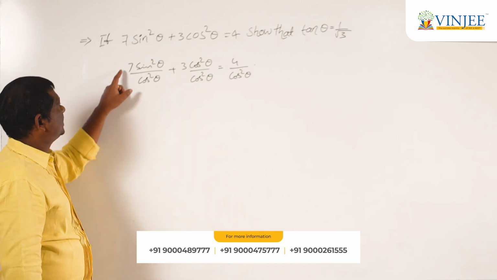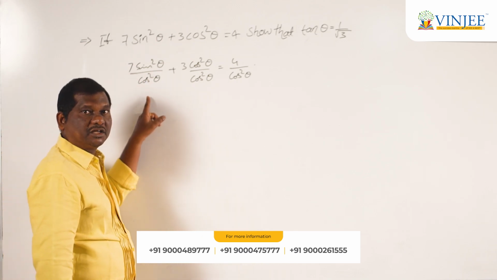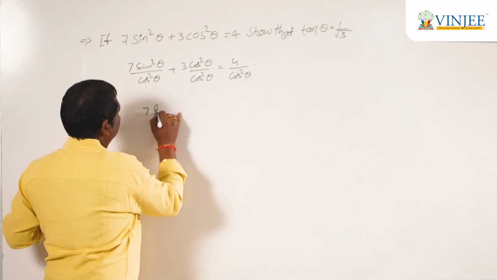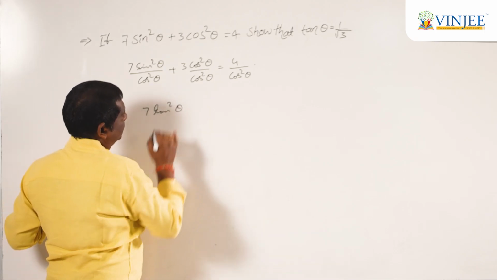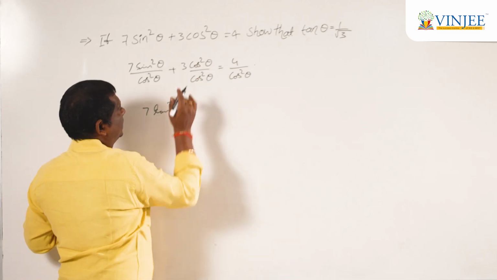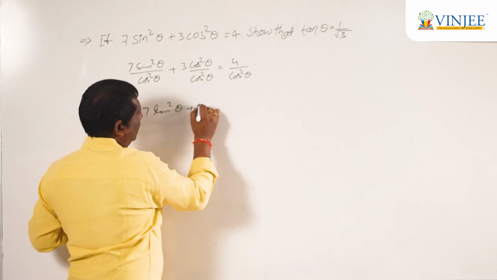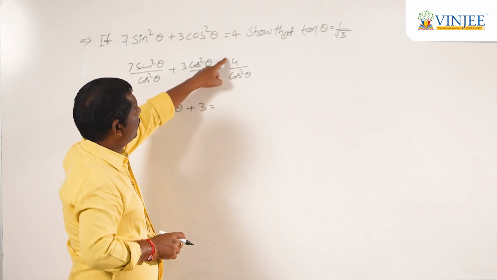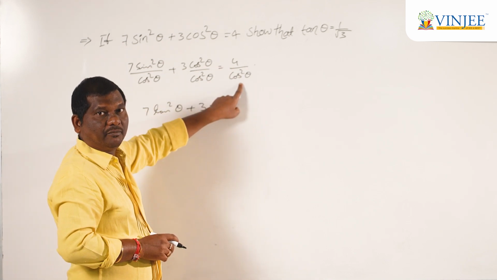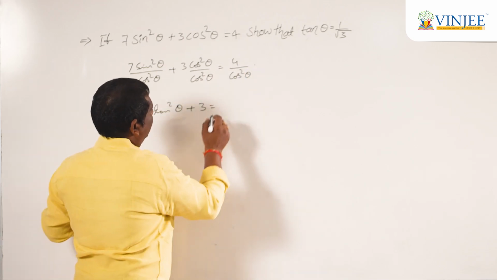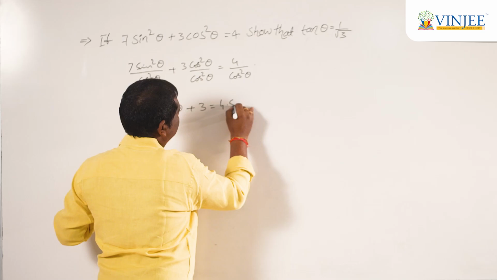See here, 7 sin square theta by cos square theta, it should be 7 tan square theta, and here cos square theta gets cancelled, plus 3 equal to 4 into 1 by cos square theta. 1 by cos square theta should be secant square theta. 4 into secant square theta.